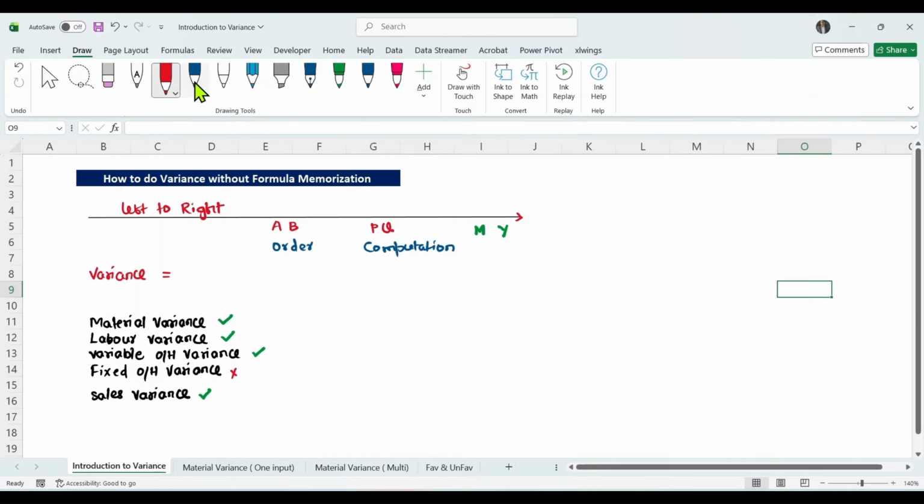So first, let me tell you the basic variance formula is A minus B, which we can get from here. A stands for actual, and B is for budget. We can also replace B with the word standard. So the variance formula becomes actual minus standard. Now that we are over with it, we can go ahead and see how the formula works.